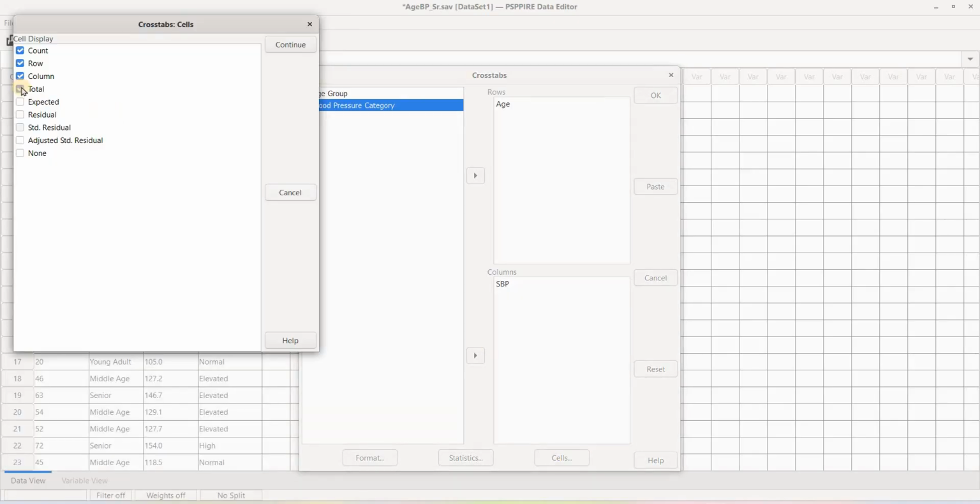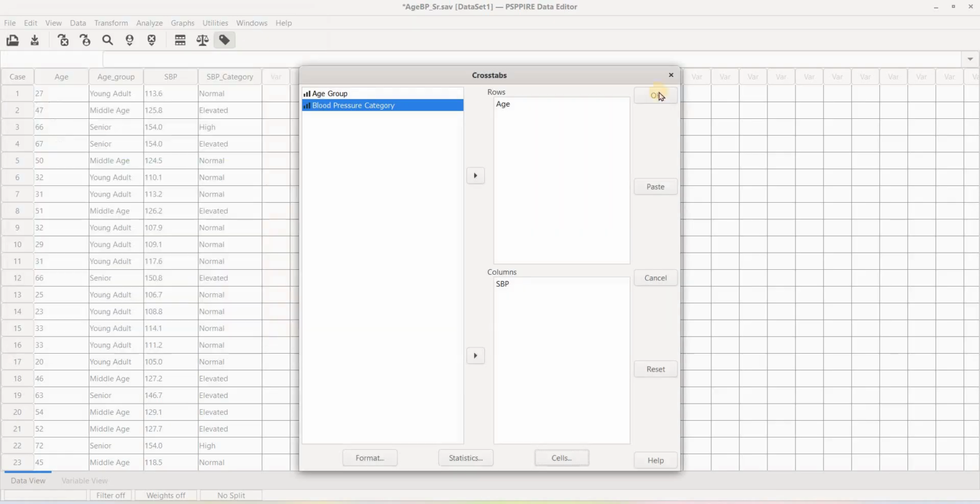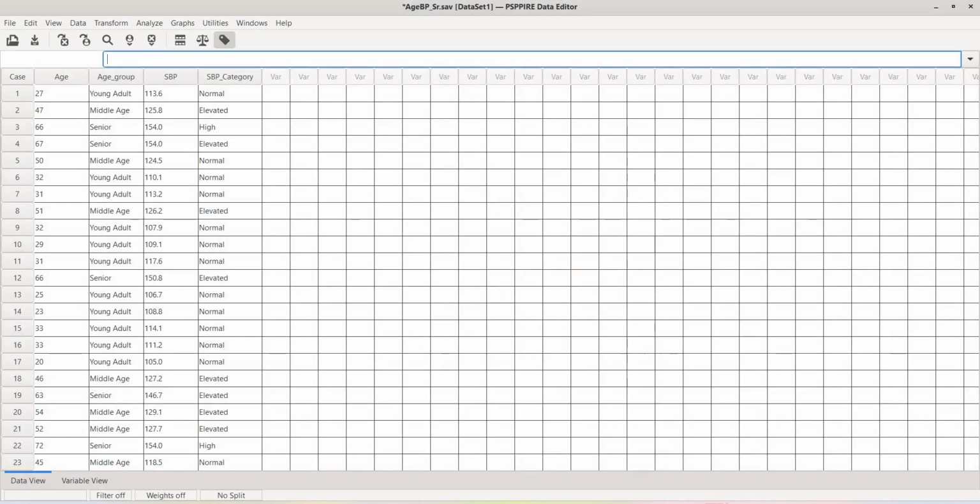Under cells, because we're not really looking to use any tables for analysis, we're going to uncheck everything and put here none. So we're asking it not to display any tables or cells. And you click continue and then we click OK.